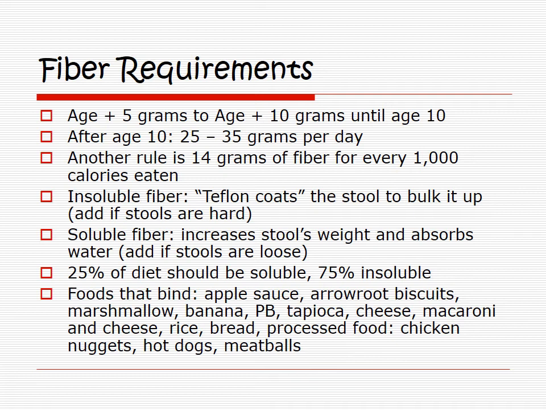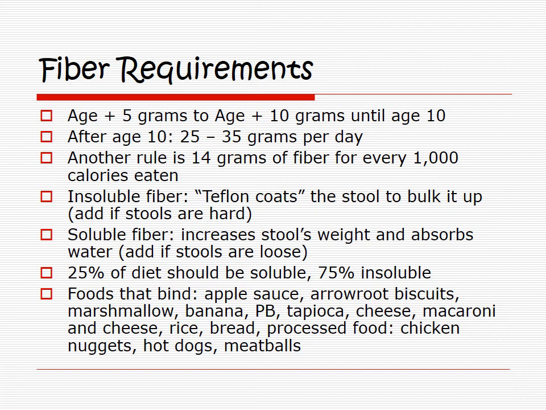So soluble fiber is your Benefiber, your Metamucil. Insoluble fiber is more like what people think of as roughage. So it's the things that kind of come out looking like when they came in. 25% of our diet should be soluble and 75% should be insoluble, because we don't want everything to be like a sludge, because then we're just filling our rectum and it's getting stuck.